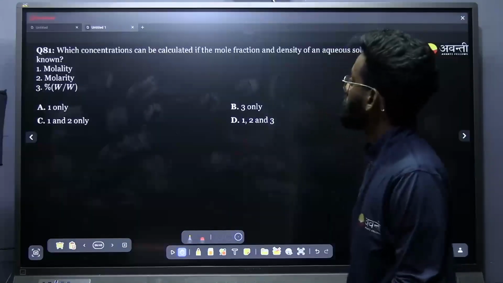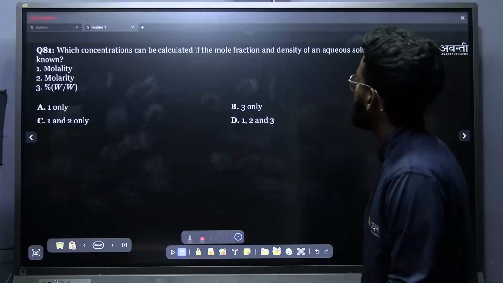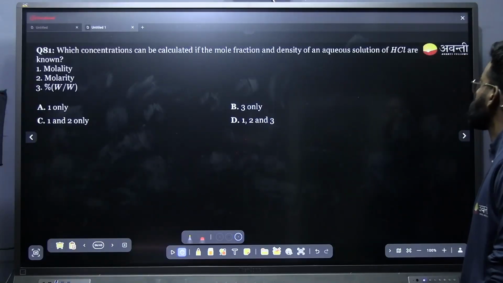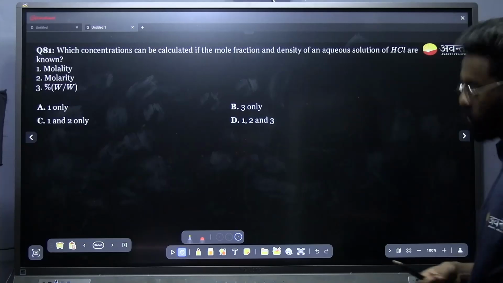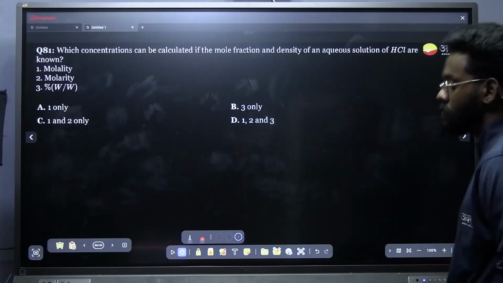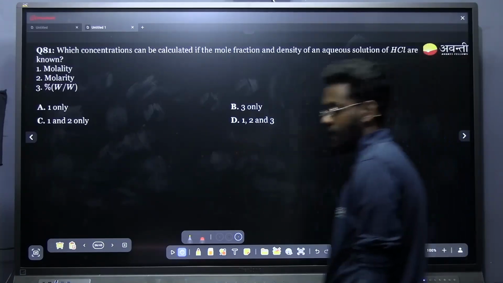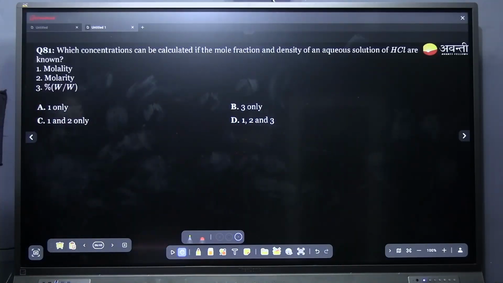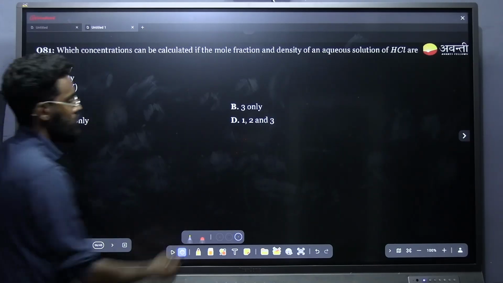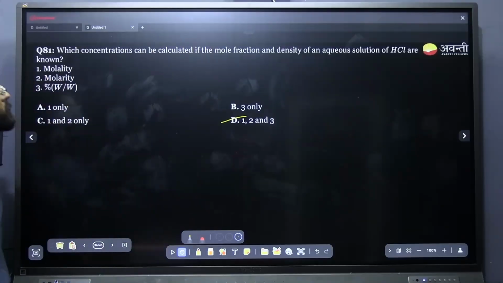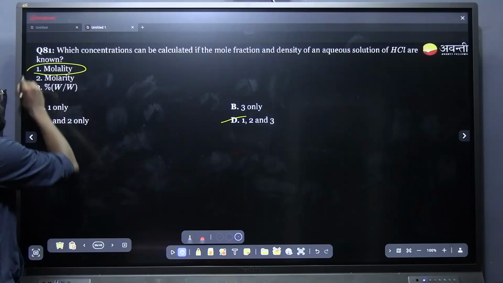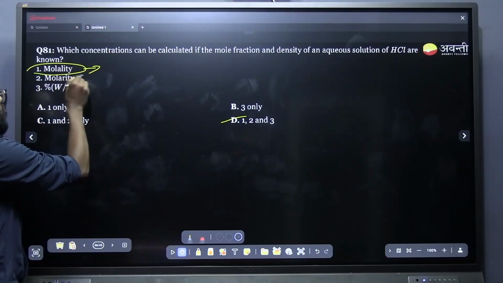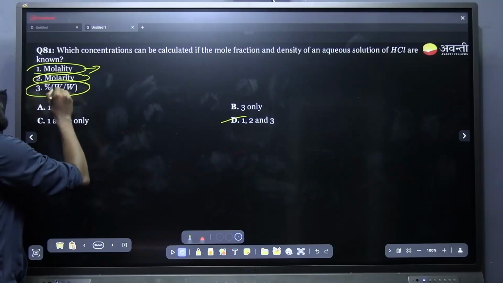Now a few more questions are there. Which concentration can be calculated if the mole fraction and density of an aqueous solution of HCl are known? How can we solve this question? Anybody want me to solve this question, or you already know? If mole fraction and density are given, option D, yes, very good, 1, 2, 3. All of you know this one, right? What all things can we find out? Molality, molarity, weight by weight.